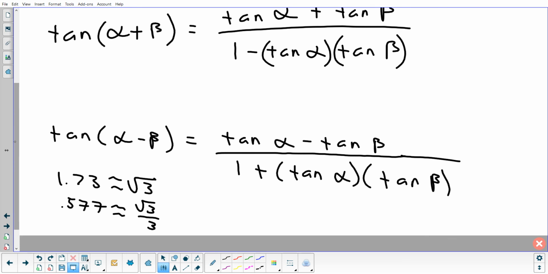I'm not going to spend a ton of time doing examples because really for numerical stuff, I want you to focus on the sine and cosine sum and difference. So those are the most important. Even if you never learn the tangent ones, it's really fine because you don't need them. You can do it with just sine and cosine if you had to.